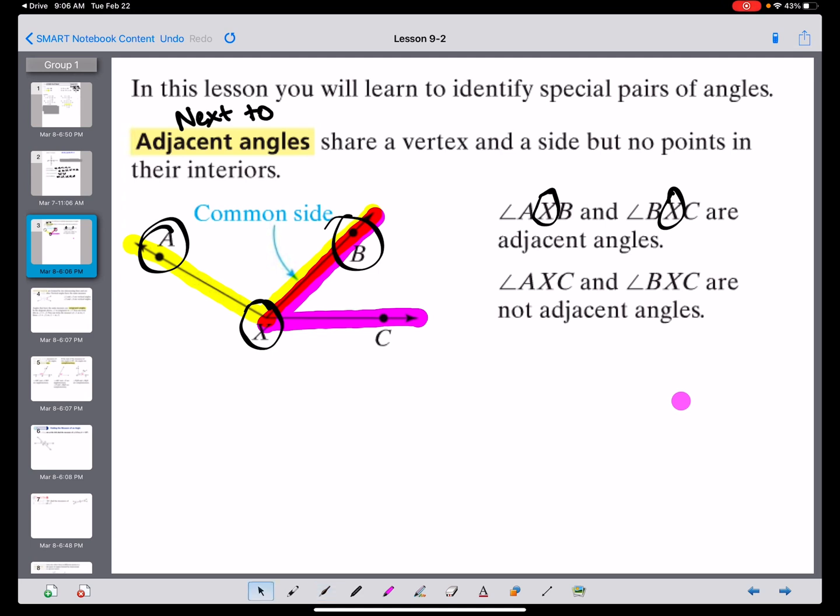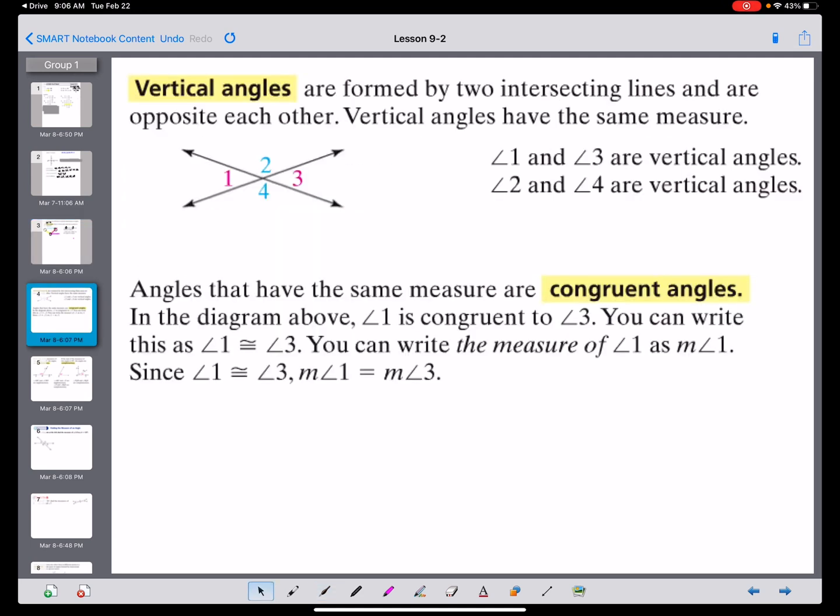Moving on. The next vocabulary word I want you to become familiar with is vertical angles. Vertical angles are formed by two intersecting lines that are opposite each other. So in this case, take a look at this, angle 1. Angle 1 is a vertical angle to angle 3. So this angle and this angle are vertical.